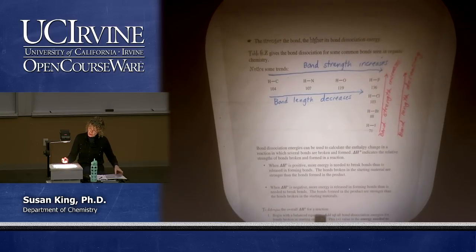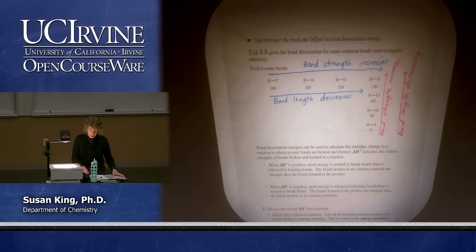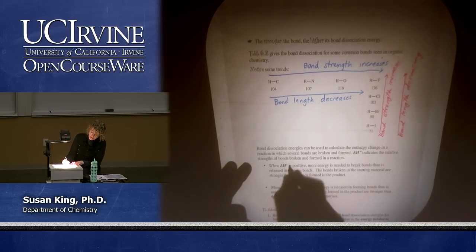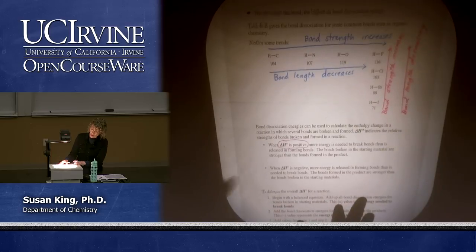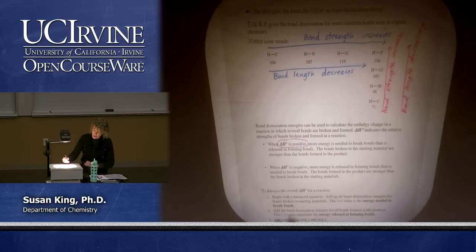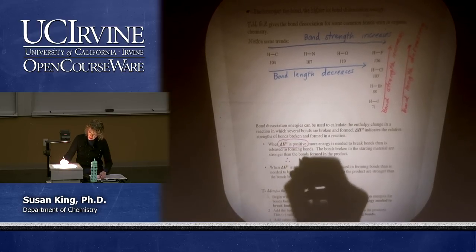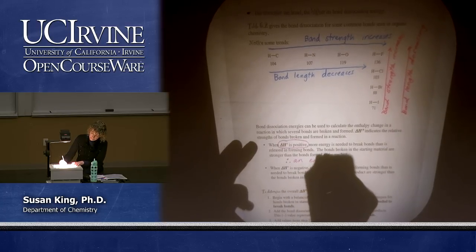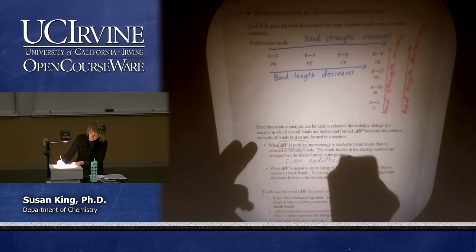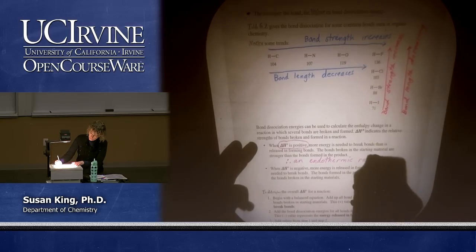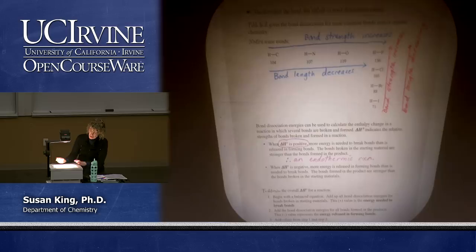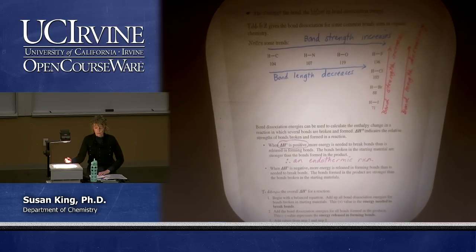Bond dissociation energies can be used to calculate the enthalpy change in a reaction in which several bonds are broken and formed. Delta H naught indicates the relative strength of the bonds broken and formed in a reaction. If you have a positive delta H naught, more energy is needed to break bonds than is released from forming bonds. The bonds broken in the starting material are stronger than the bonds formed in the product, and therefore it is an endothermic reaction. And generally speaking, endothermic reactions are not favored.